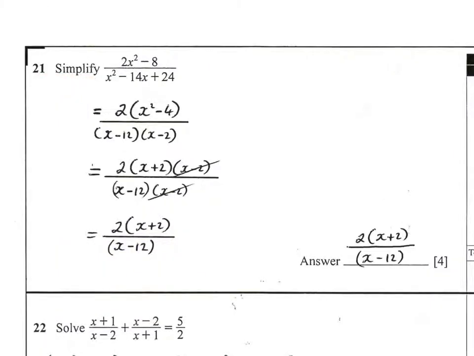To simplify, factorise the top, factorise the bottom. When we factorise the top, be careful of the difference of two squares, so we get 2 times x plus 2 times 2x minus 2. Factorising the bottom, x minus 1 times 2x minus 2. The x minus 2's cancel, so we get 2 over x plus 2 all over the x minus 2.